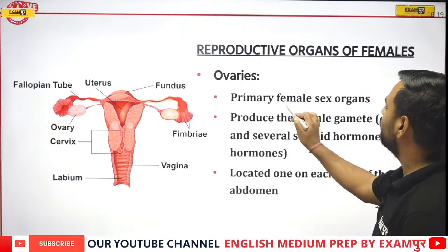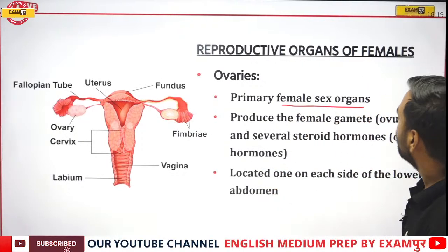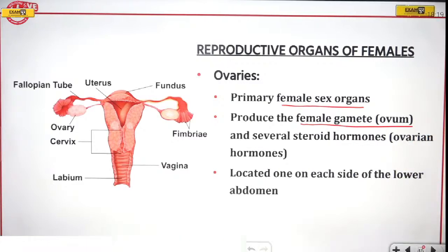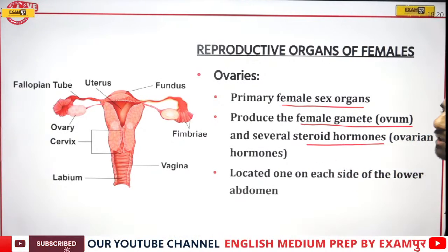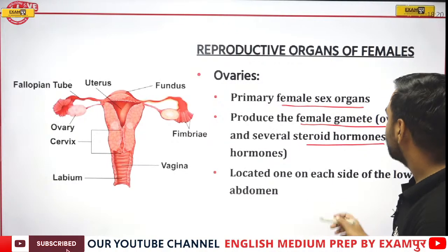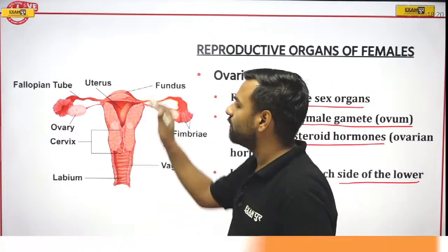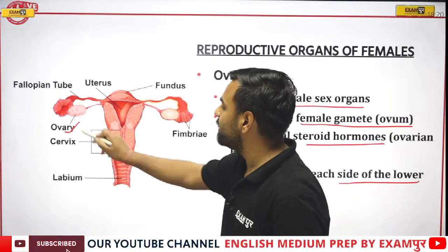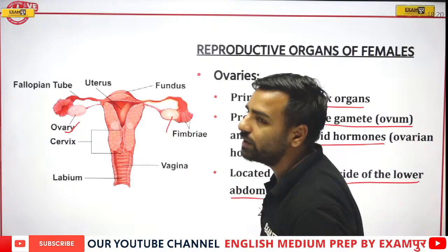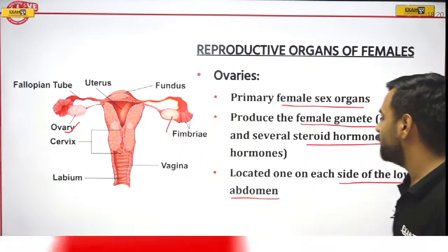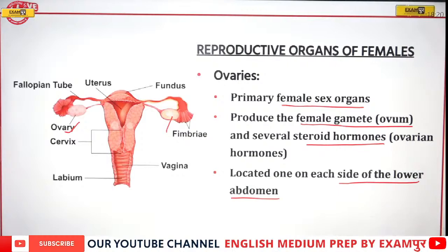Now talking about the ovaries. These ovaries are the primary female sex organs which produce the female gamete, known as ovum, and several steroid hormones. We call them ovarian hormones. It is located on each side of the lower abdomen. Just have a look. If I talk about the body, this ovary is located on both sides. This is also the ovary. So it is located one on each side of the lower abdomen.